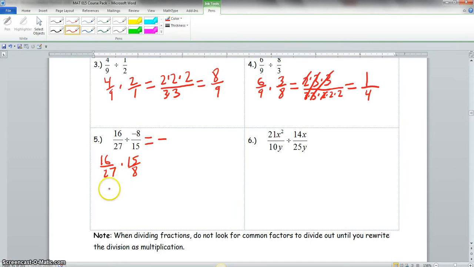Now we take the prime factorization. Prime factorization of 16, we know it's 4 2's. And the prime factorization of 15 is 3 and 5. Now in our denominator, 27, prime factorization is 3 3's. And 8, the prime factorization is 3 2's. Now we simplify out what they have in common. We have one set of 3's, and then here we have 3 sets of 2's that we can simplify out. Okay, now when we multiply, 2 times 5 is 10, and 3 times 3 is 9. So our final answer would be a negative 10/9.